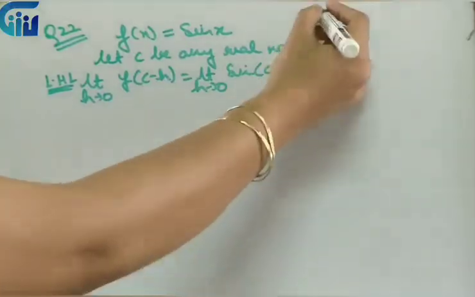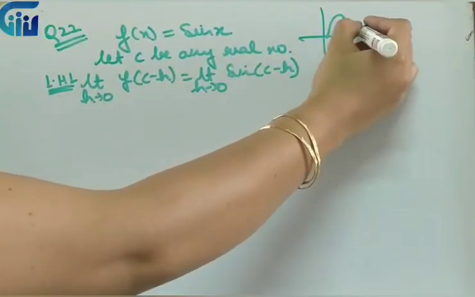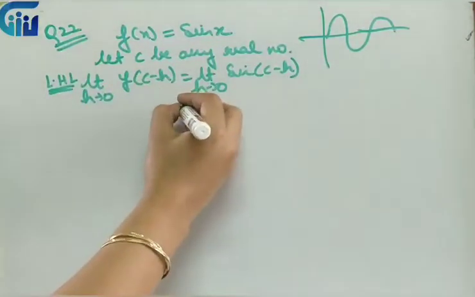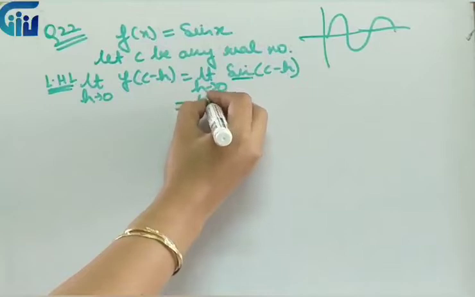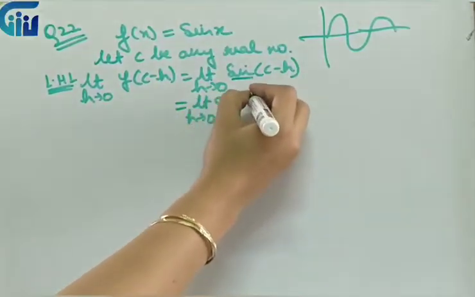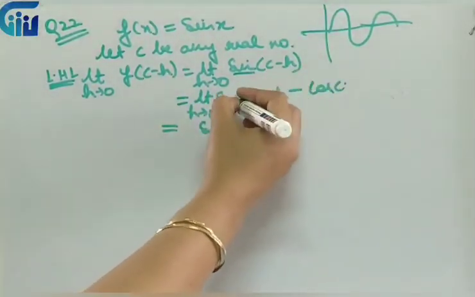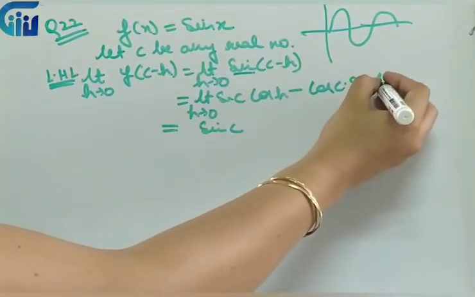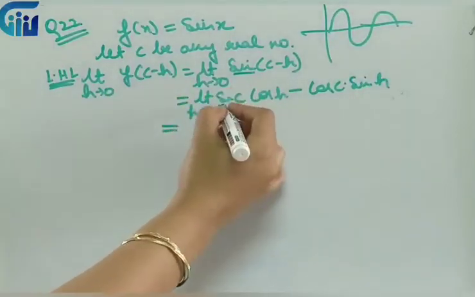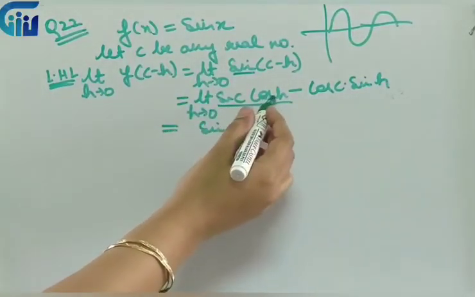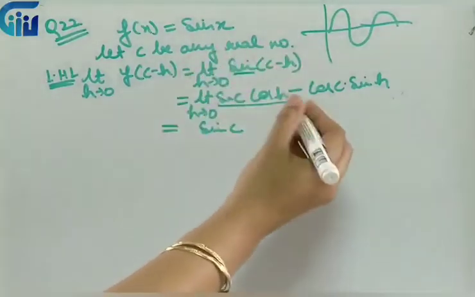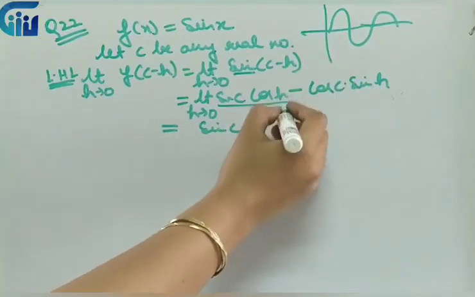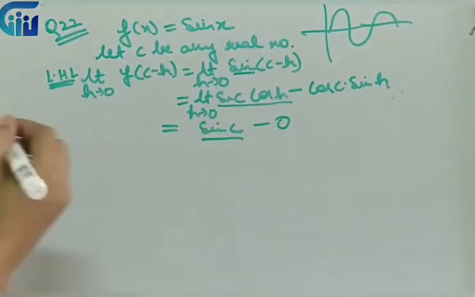Although we know the graph of sine x is this, so it is always a continuous function, how do we write it mathematically? We'll write it like this. Now we'll apply the formula of sine a minus b. So it will be sine a cos b minus cos a sine b. Now if I put the limit over here, h tends to 0, so cos 0 is 1. So it will come out to be sine c, and over here cos c is there, sine 0 will be 0, so it will be 0. So what I'll get is sine c.